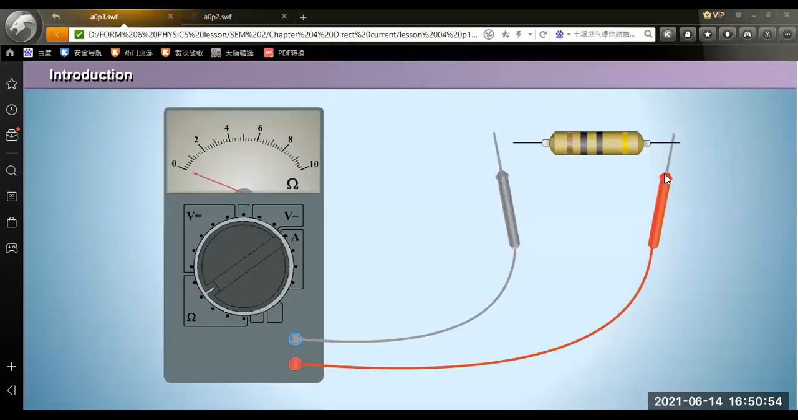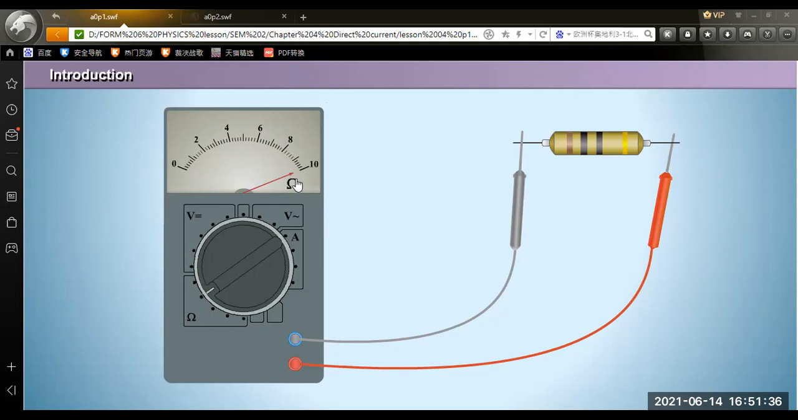Ladies and gentlemen, let's look at the slide. The slide shows a multimeter. The multimeter is adjusted to the ohms scale. This means that this multimeter is ready to measure the resistance of a resistor. We switch on and touch the two terminals of the multimeter across the resistor. We found that the reading shows full scale.